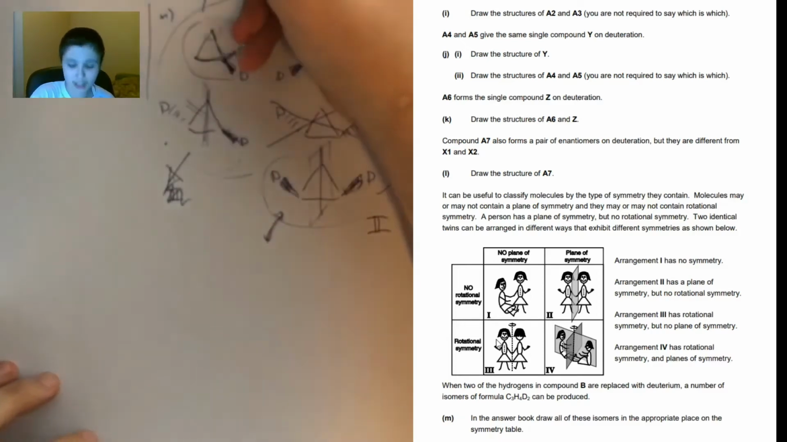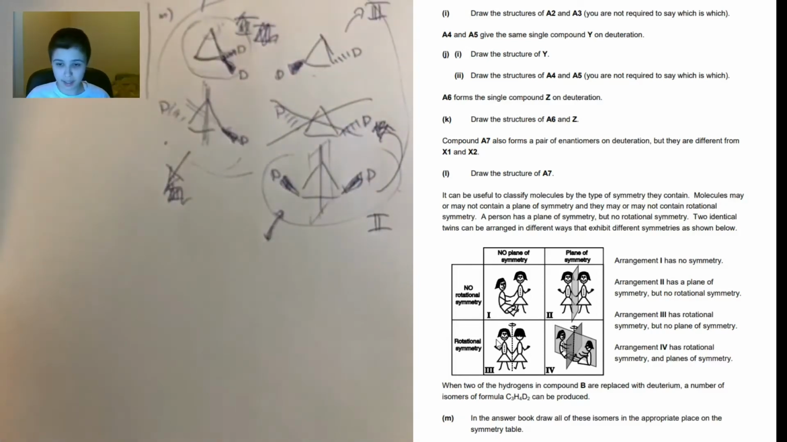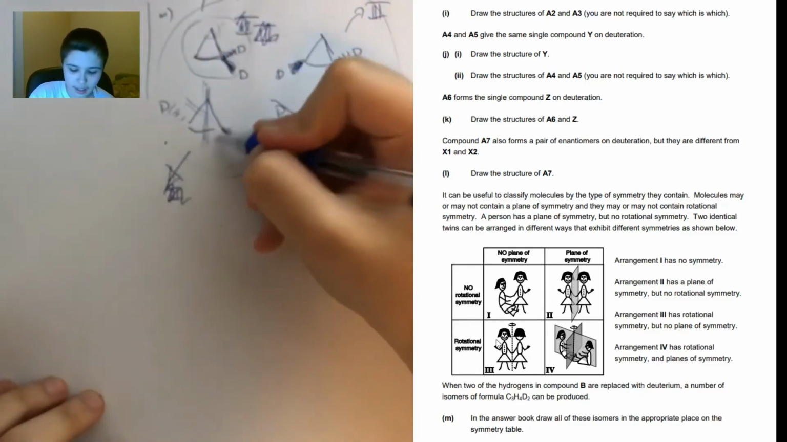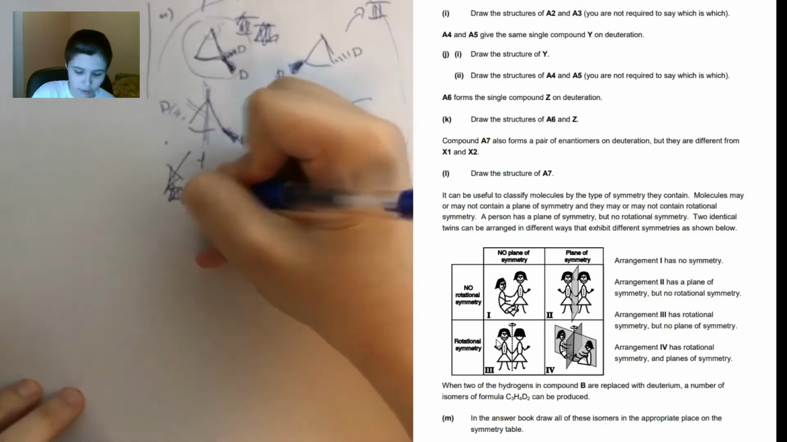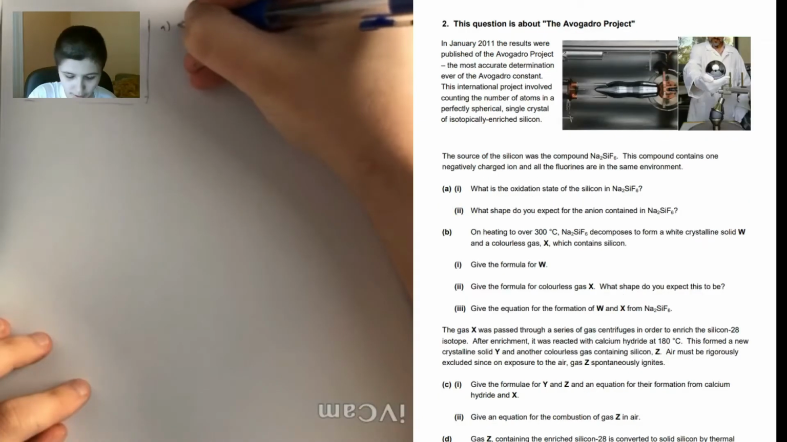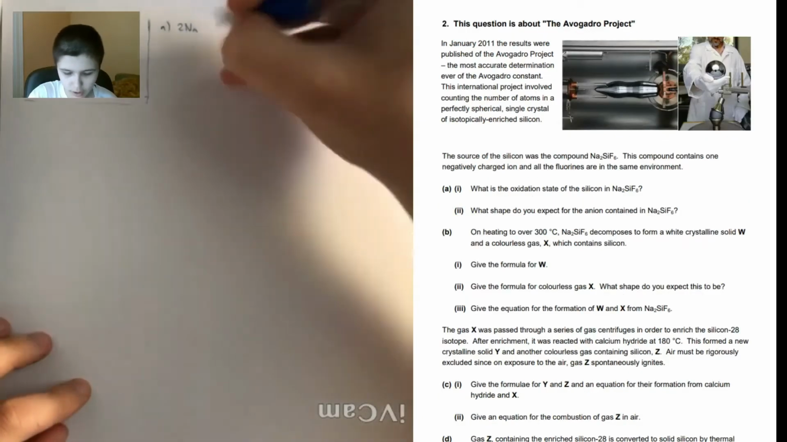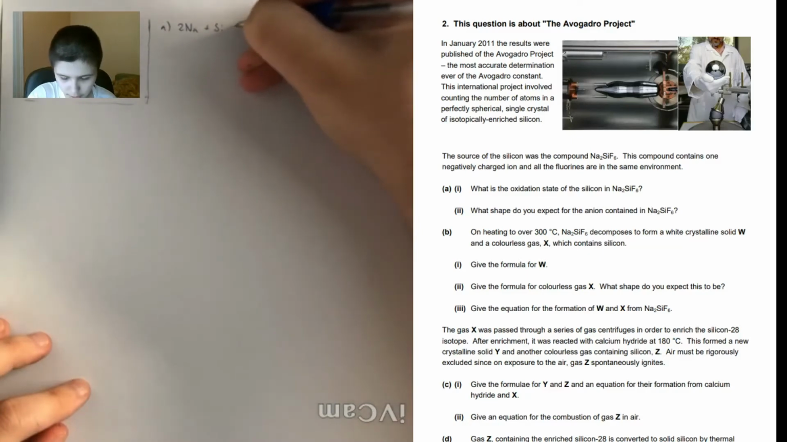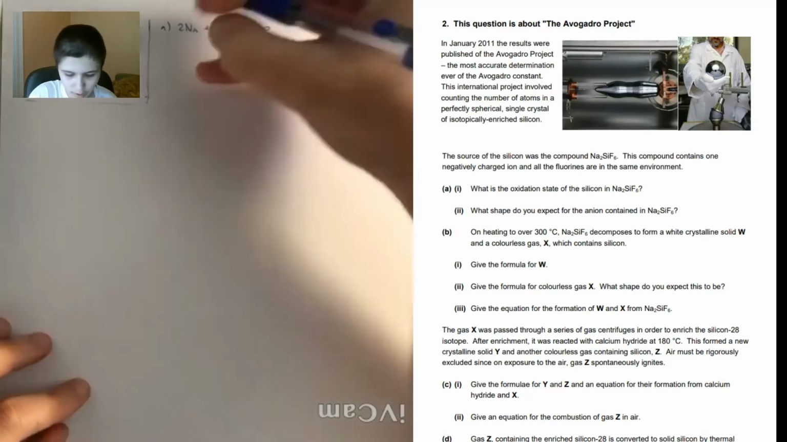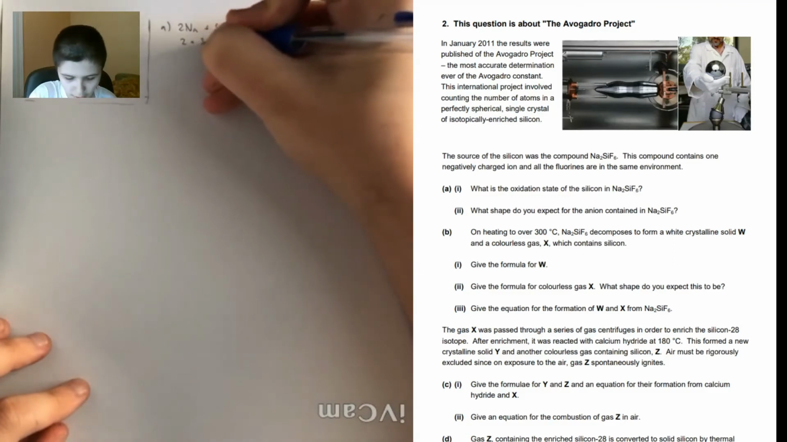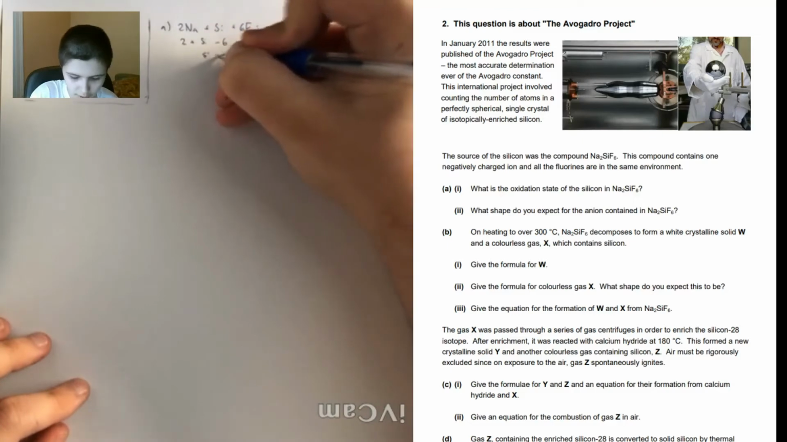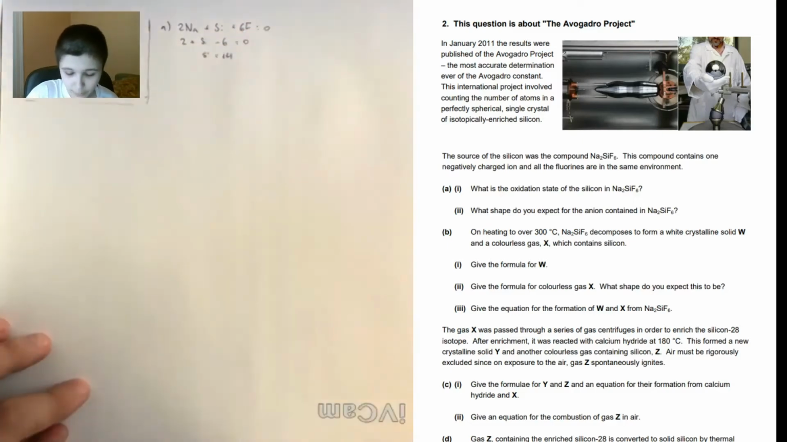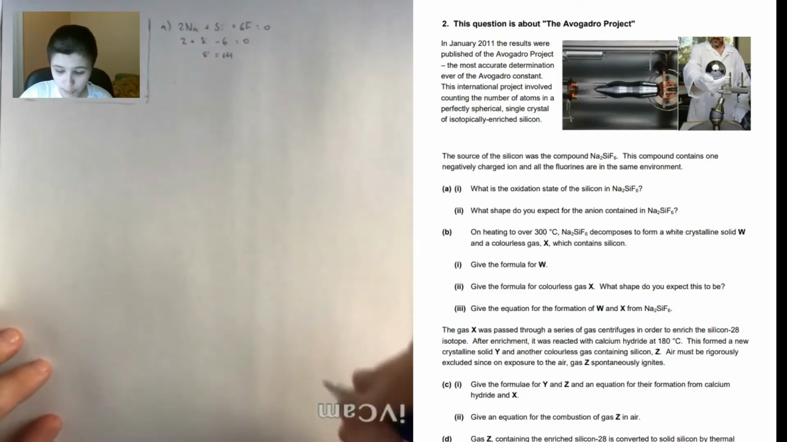So this one has a plane of symmetry and rotational symmetry, so it's part 4, and this option has rotational symmetry but no plane of symmetry, so 3. Very same thing with the equation: 2 times the oxidation state of sodium plus the oxidation state of silicon plus 6F equals 0, so 2 plus the oxidation state of silicon minus 6 is equal to 0, and so silicon is equal to plus 4. So the oxidation state of silicon is plus 4.